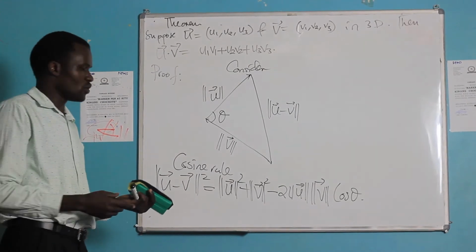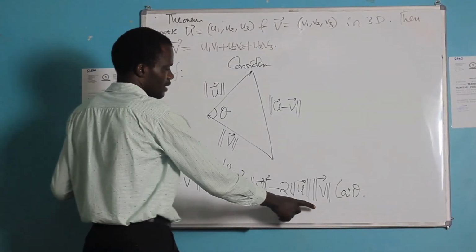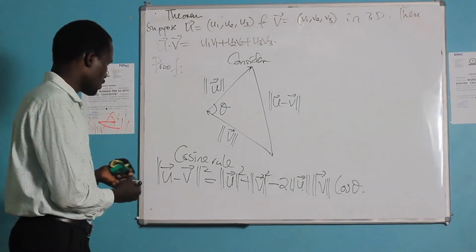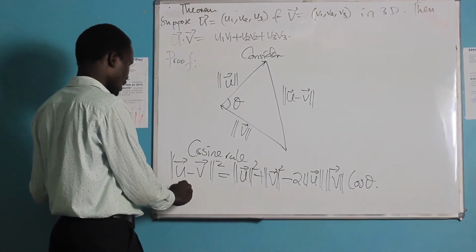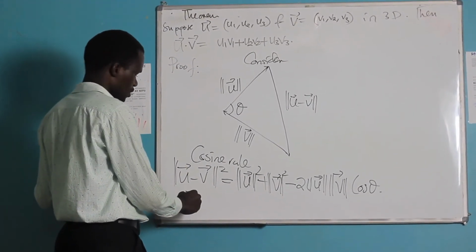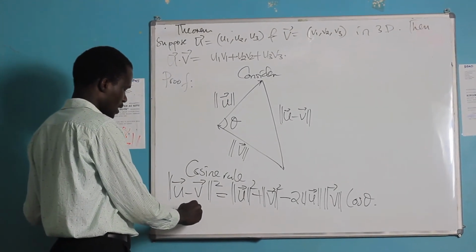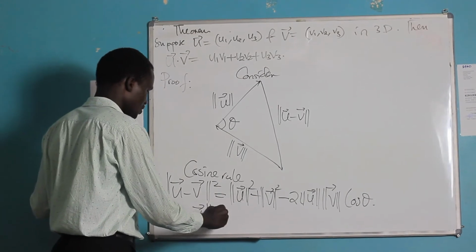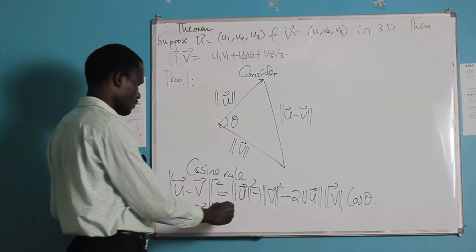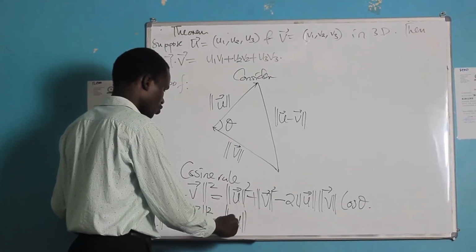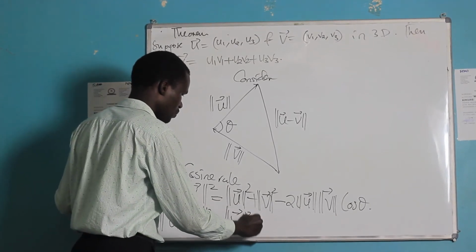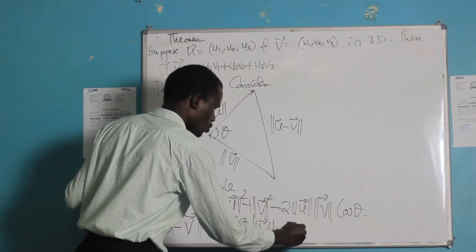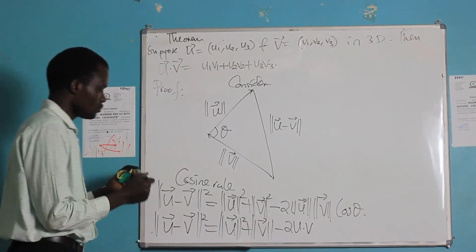So, dear students, remember that this is the dot product of two vectors. So it's the same as writing the norm of vector u minus v squared, or you can say the square of the distance between the vectors, equals the square of the norm of vector u plus the square of the norm of vector v minus 2 u dot v.